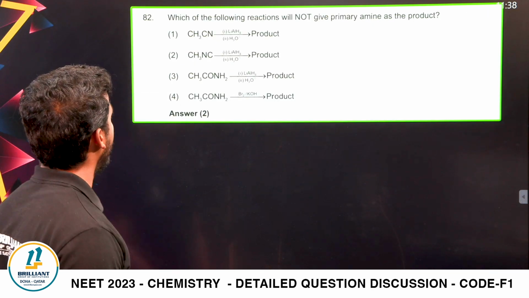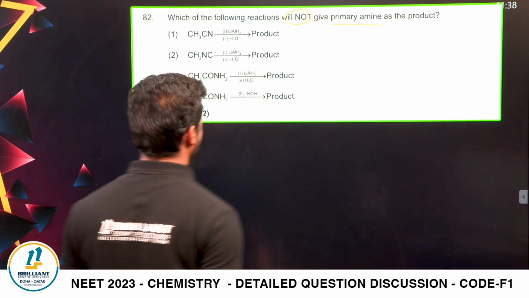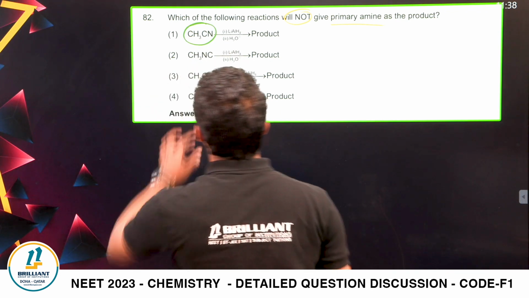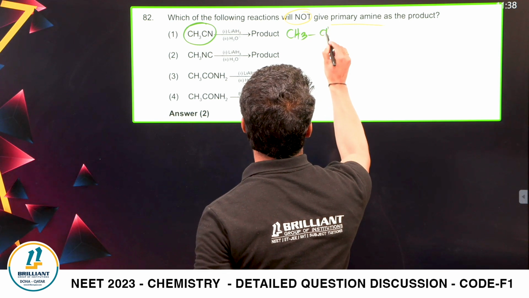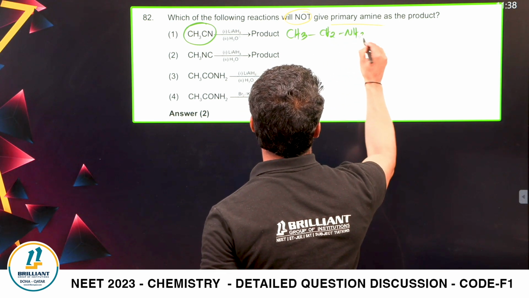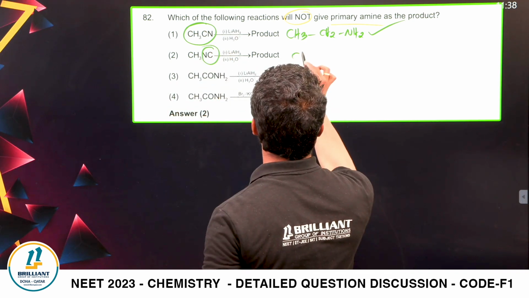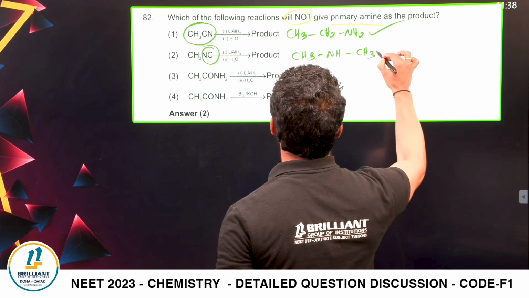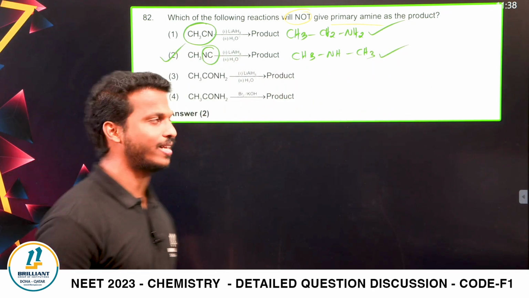Next one, 82. Which of the following will not give you a primary amine? Dear all, carefully listen, simple one. Cyanide or nitrile on reduction, what will you get, dear all? Its corresponding amine will form. Yes, it's a primary amine. This is an isocyanide, right? Isocyanide, dear all, on reduction, what will you get? You will get a secondary amine. Yes, so the answer is number 2. Where you won't get primary, that's the question.